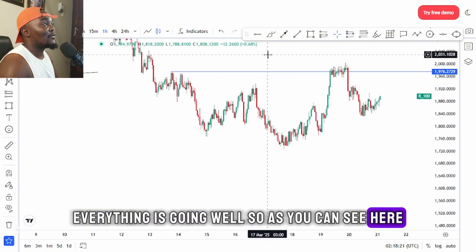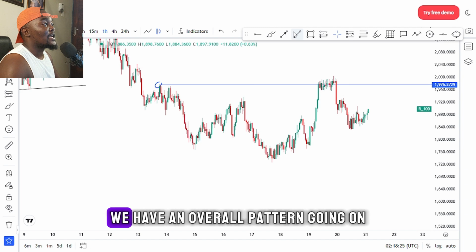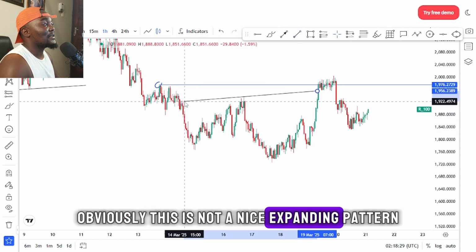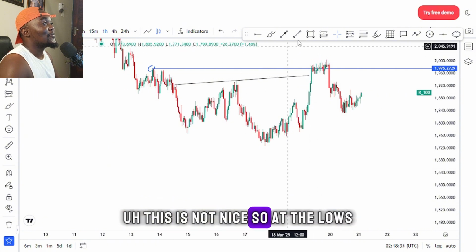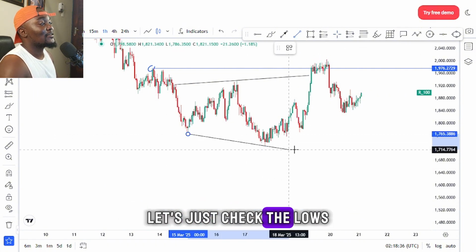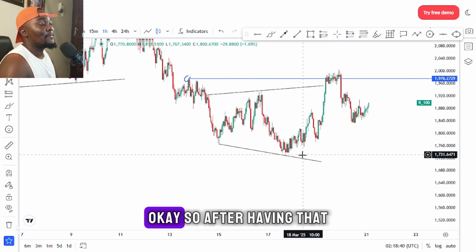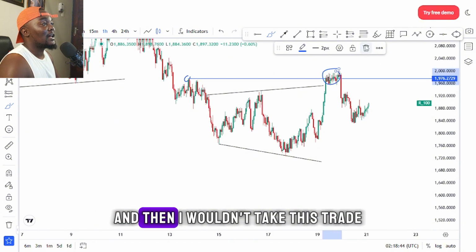So as you can see here, we took out this high here. Then after taking out this high, we have an overall pattern going on. Obviously this is not a nice expanding pattern. This is not nice, I don't want to lie. So at the lows, let's just check the lows, just because this mic is disturbing me, man. Okay, so after having that, we had a pattern within this point here.